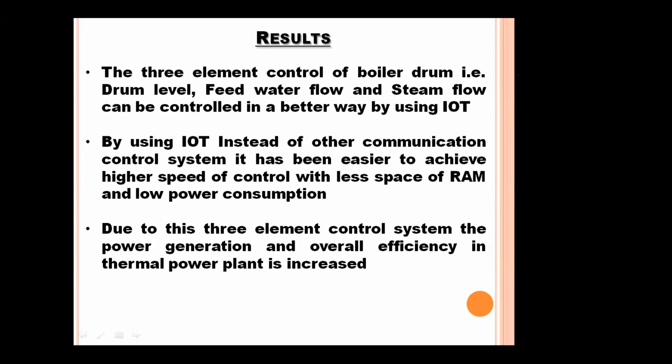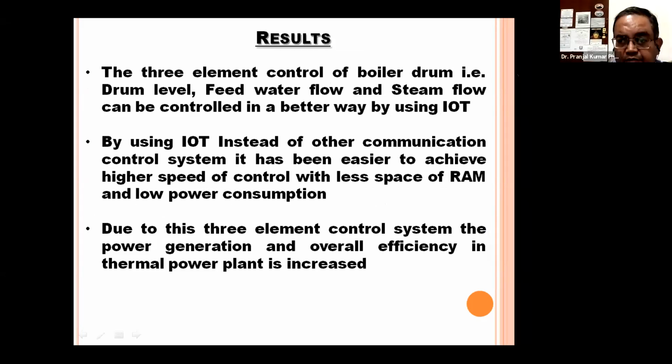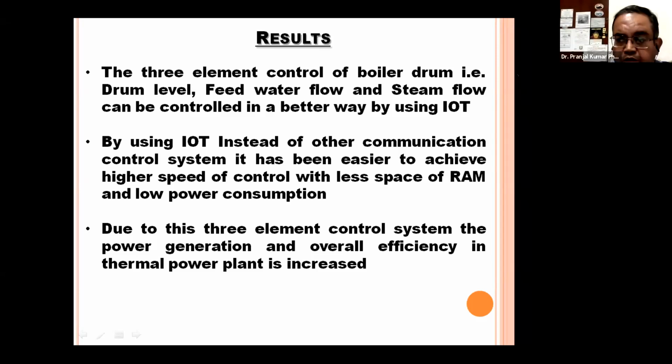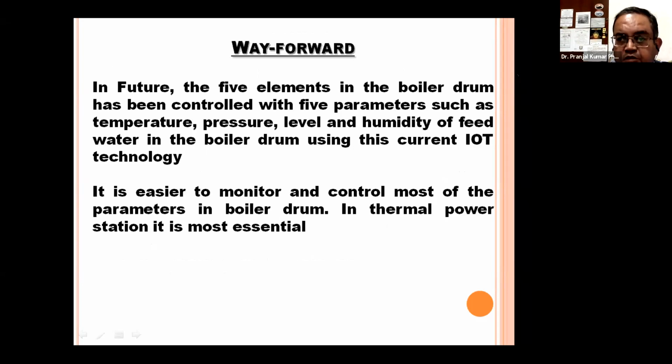So the result is that the three elements of the boiler drum, that is drum level, feed water flow, and steam flow, can be controlled in a better way. By using IoT instead of other communication control systems, it has been easier to achieve higher speed of control with less RAM space and low power consumption. And due to this three-element control system, power generation and overall efficiency of any thermal power plant is increased.